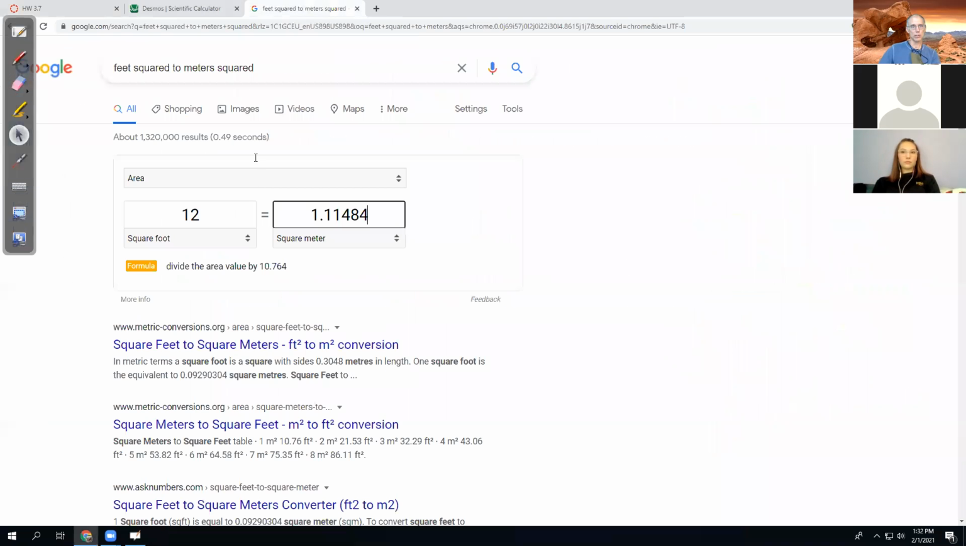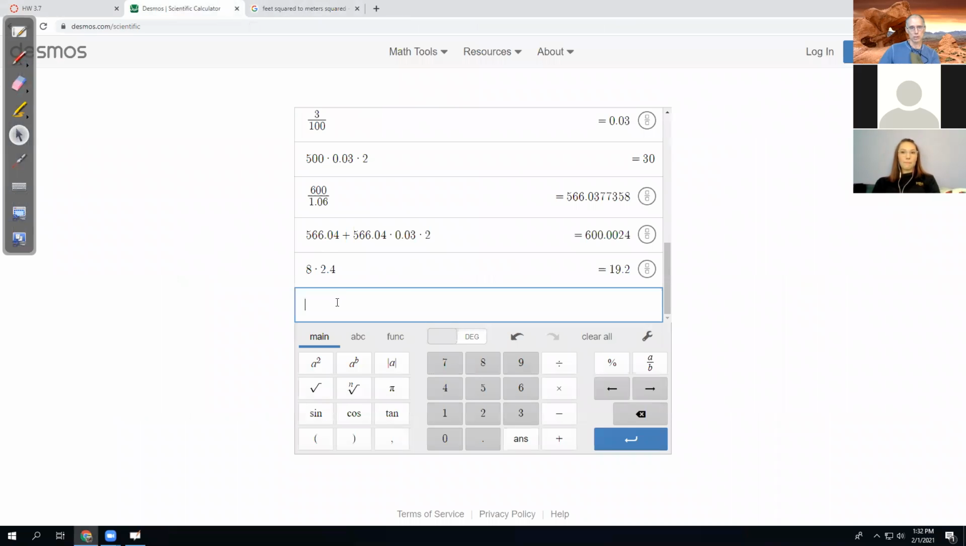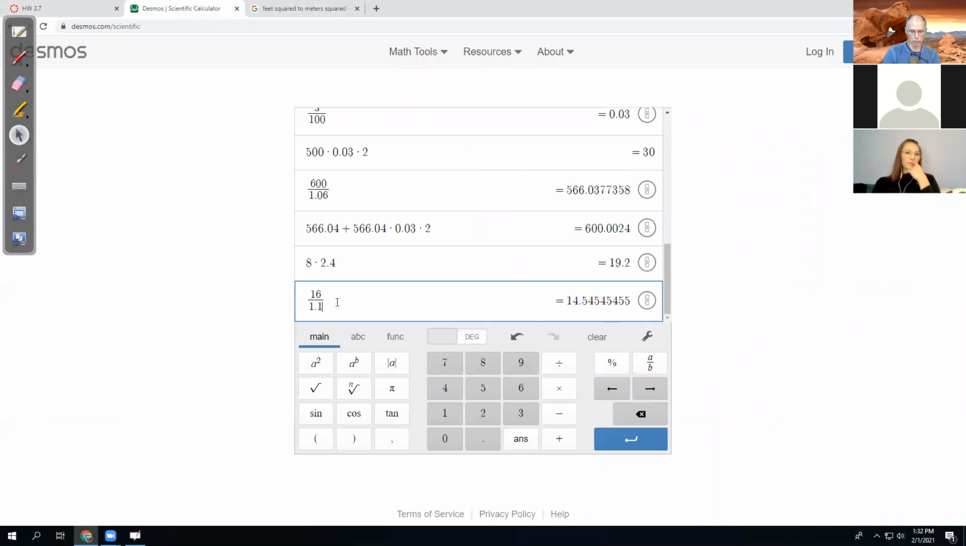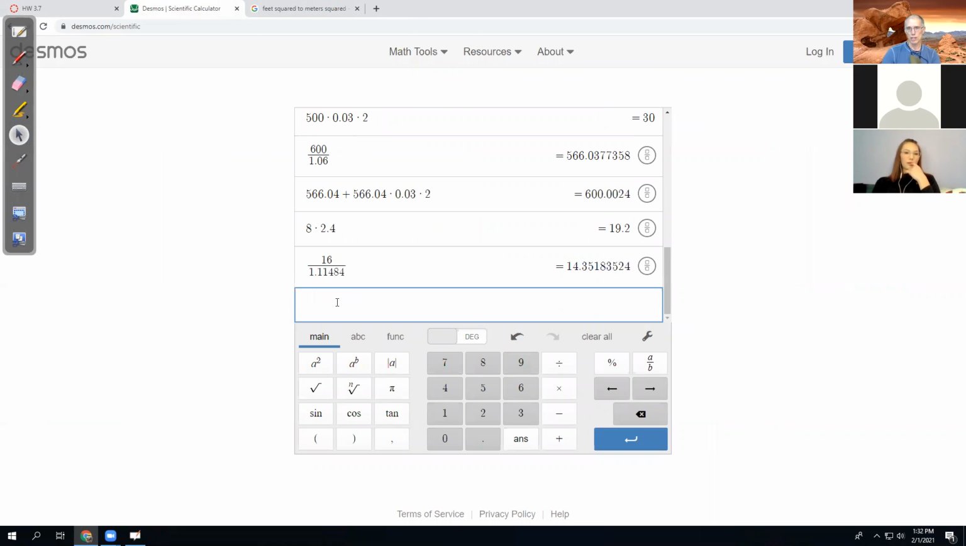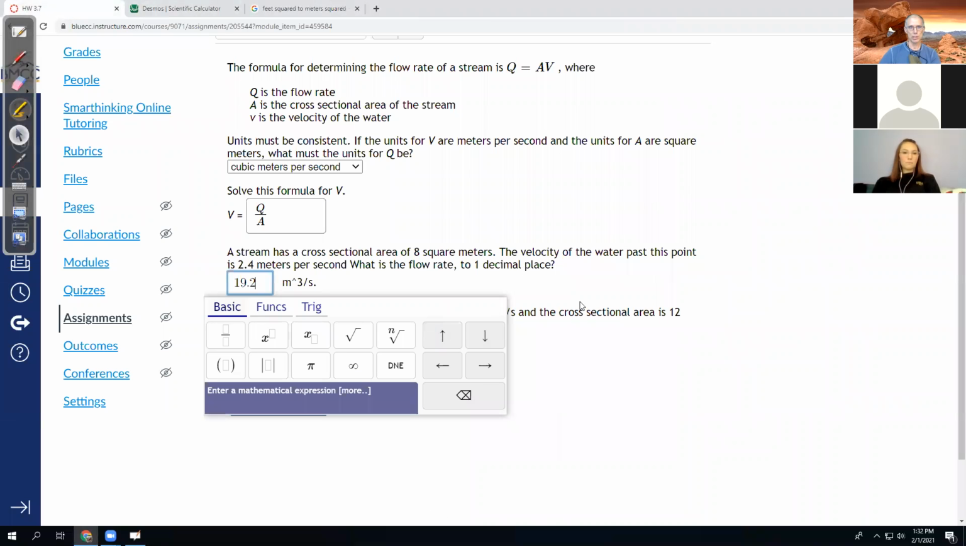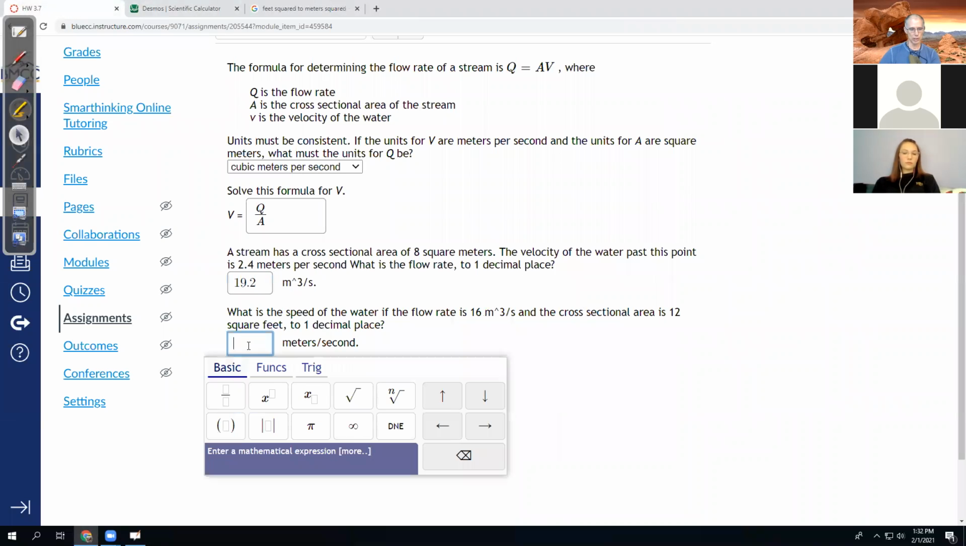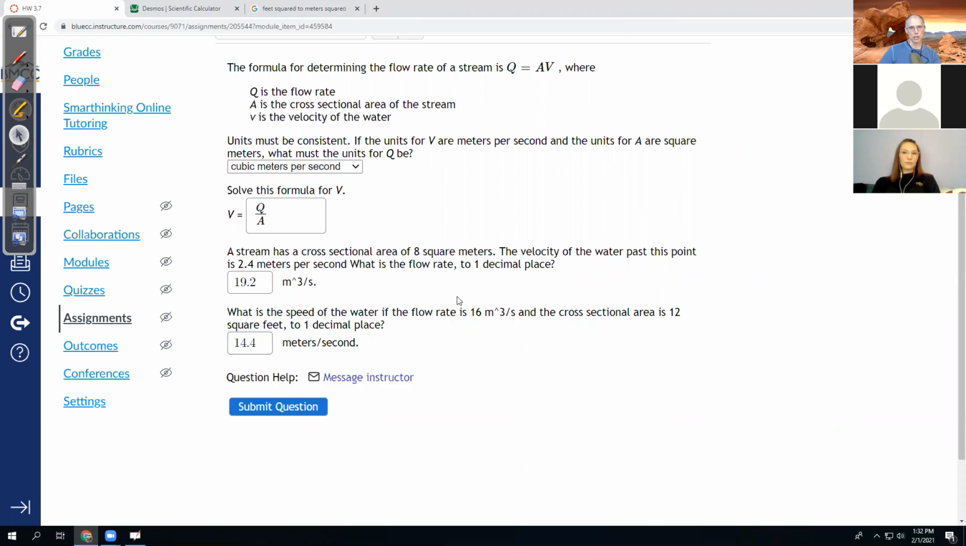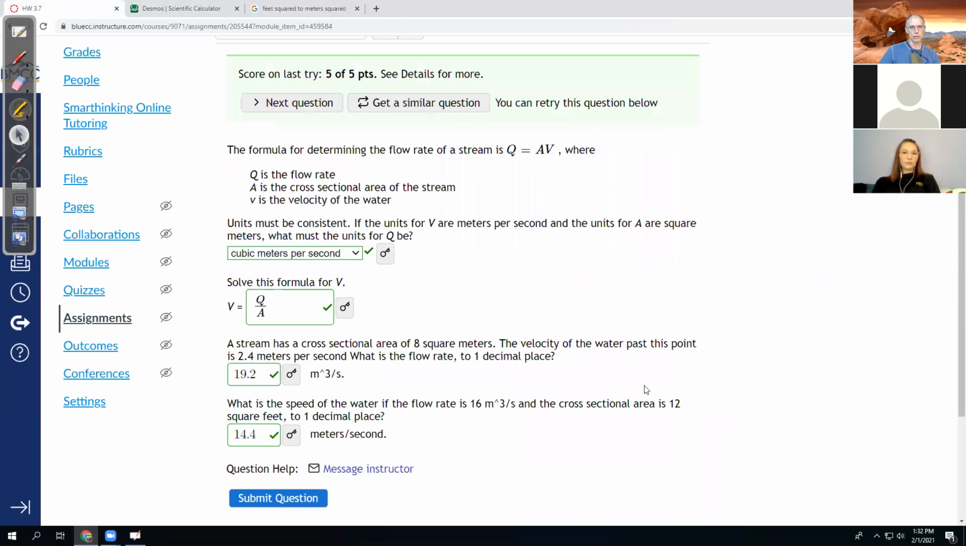So calculator. I had 16 divided by 1.11484, and I get about 14.4. How many decimal places do they want? 1. Perfect. Yay.